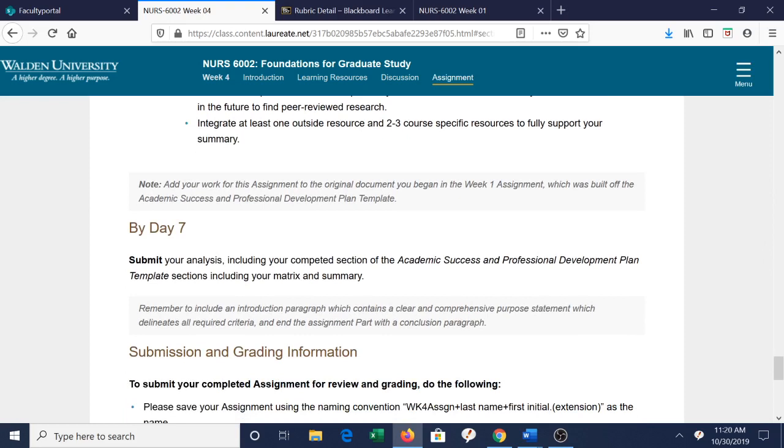Add this work for this assignment to the original document that you started in week 1, and you built off of that every week. It's important to know, too, that you are writing 1 paper. You are writing a part every week. You're adding it to the paper, but don't just cut and paste, because you do not want 4 or 5 reference lists. You do not want 4 or 5 conclusions out there.